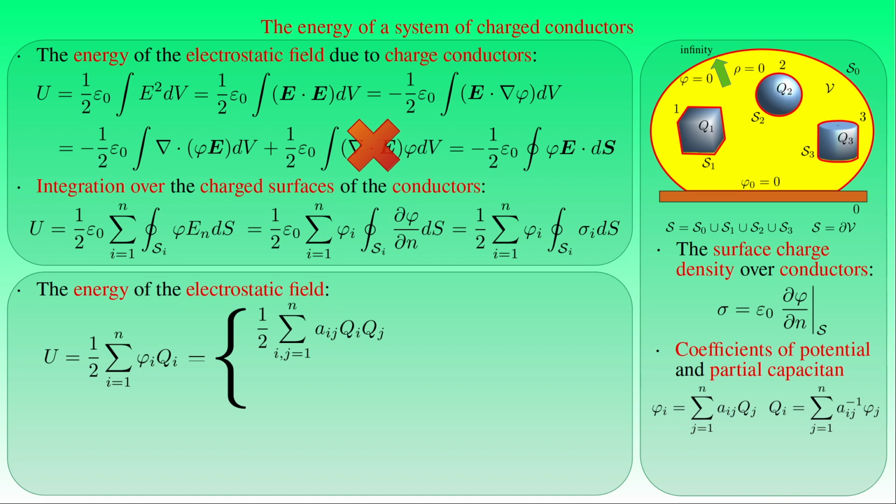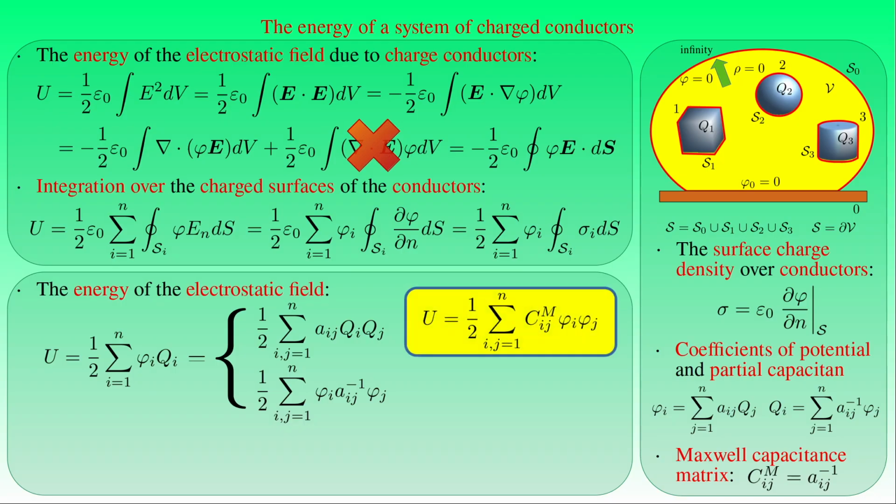times the sum of the coefficient of potential A sub ij, times the charge qi, times the charge qj from I and j equal 1 to n, or 1 over 2 times the sum of the partial capacitance given by the inverse of A sub ij, times the potential phi I, times the potential phi j from I and j equal 1 to n. When the electrostatic energy is expressed as a quadratic form of the potentials, partial capacitances are used to define the elements of the Maxwell capacitance matrix. Then the electrostatic energy U of n charged conductors is given by 1 over 2 times the sum of the element ij of the Maxwell capacitance matrix Cm, times the potential phi I of the conductor I, times the potential phi j of the conductor j from I and j equal 1 to n.